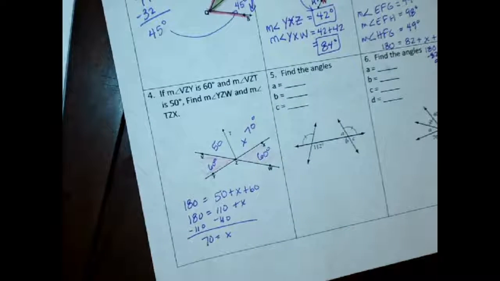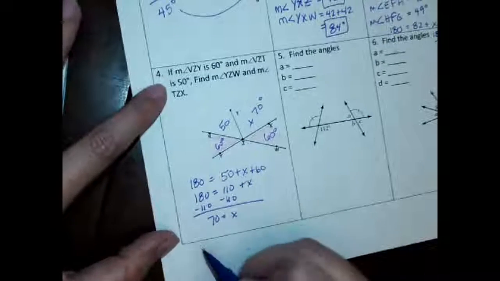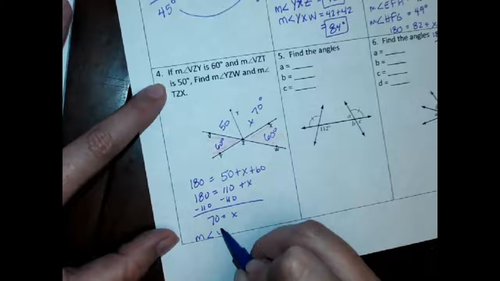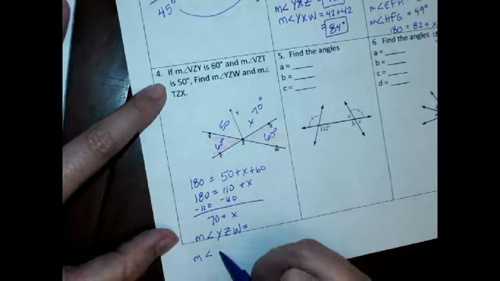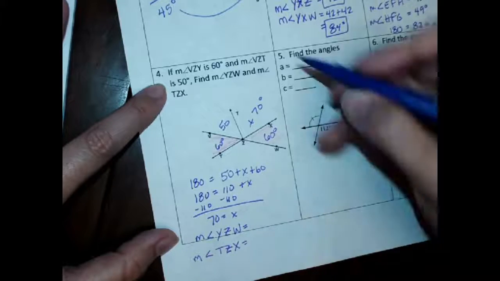Now that I have it filled in, I can go back and look at what they were asking me for. I know the measure of angle YZW and the measure of angle TZX.